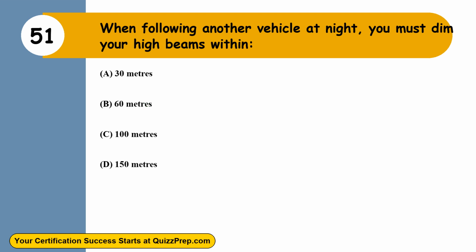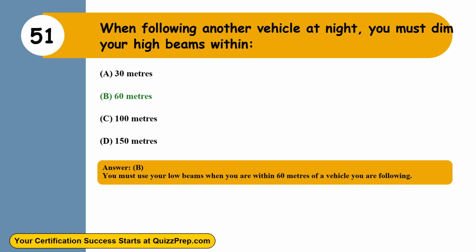Question 51. When following another vehicle at night, you must dim your high beams within... Option A, 30 meters. Option B, 60 meters. Option C, 100 meters. Option D, 150 meters. The correct answer is option B, 60 meters. You must use your low beams when you are within 60 meters of a vehicle you are following.